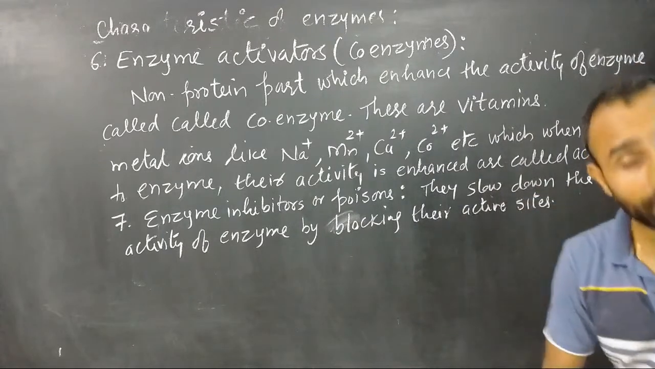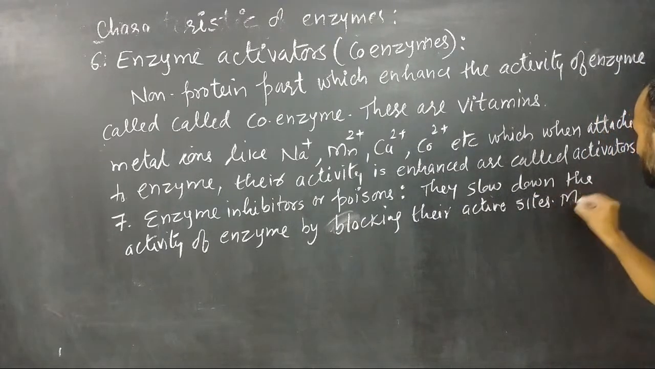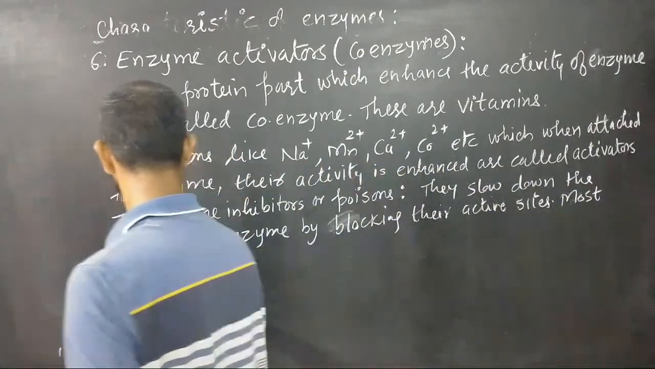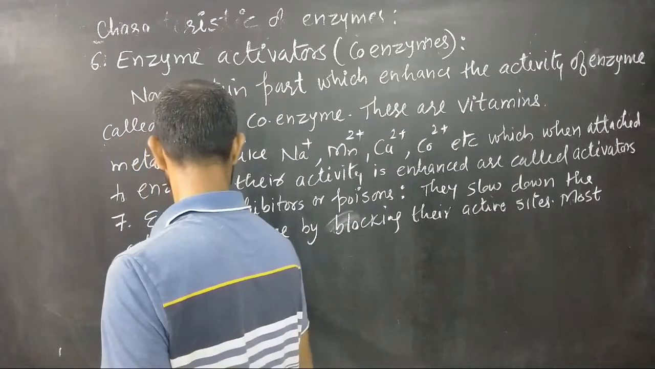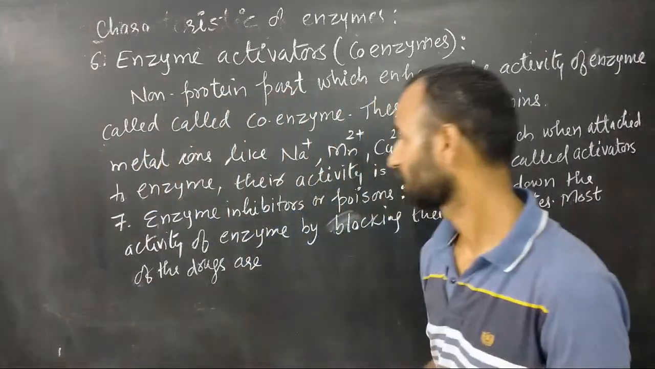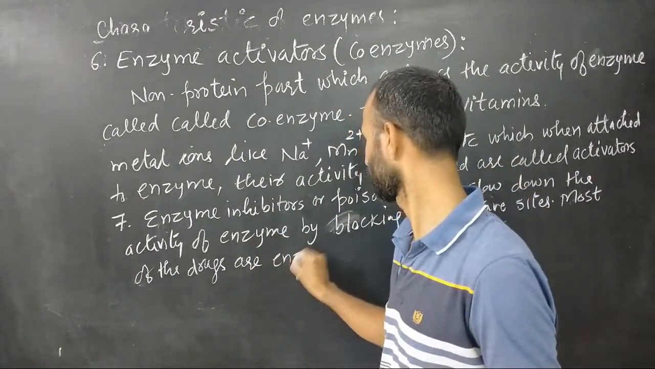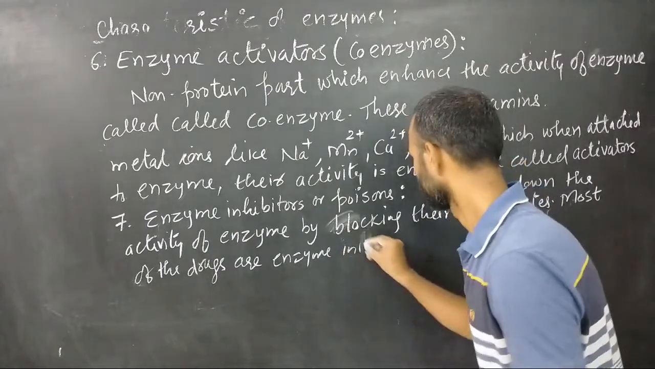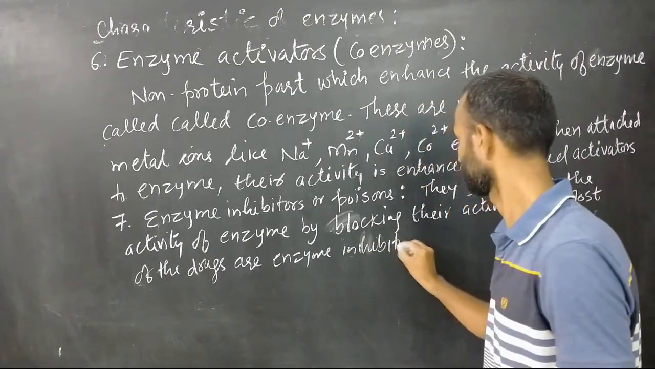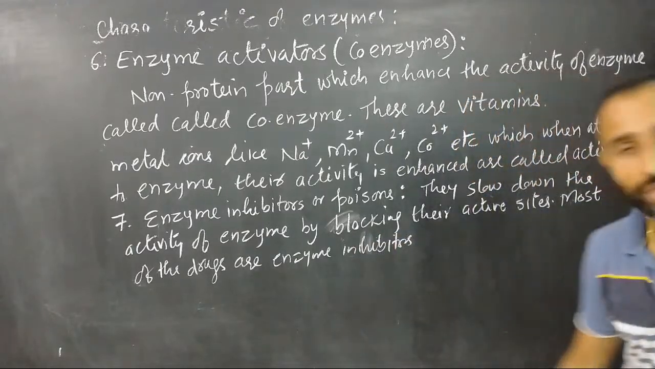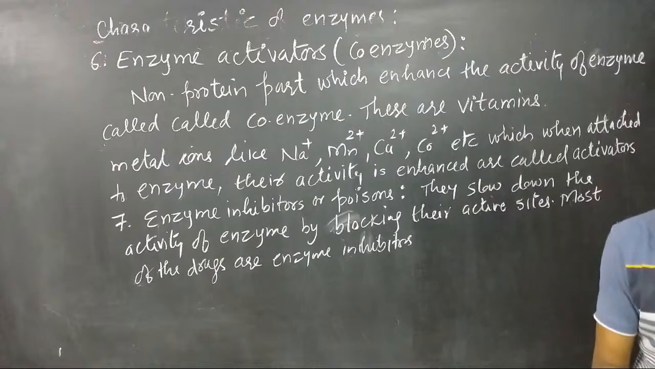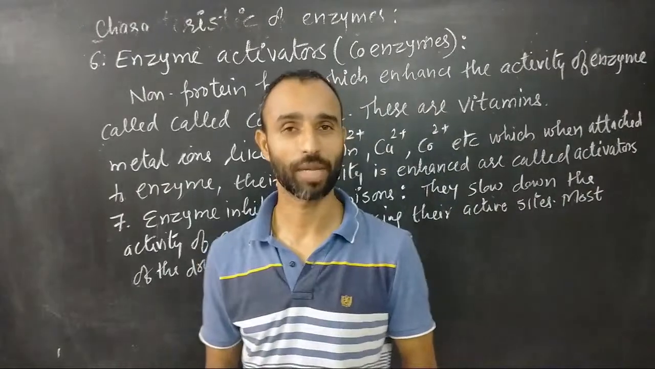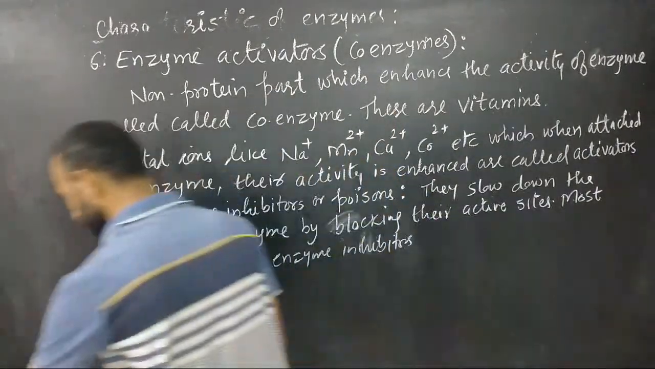So most of the drugs are enzyme inhibitors or catalytic poisons, right? So these are the characteristics of enzymes. Now, mechanism of enzyme catalysis. How it catalyze the reaction?